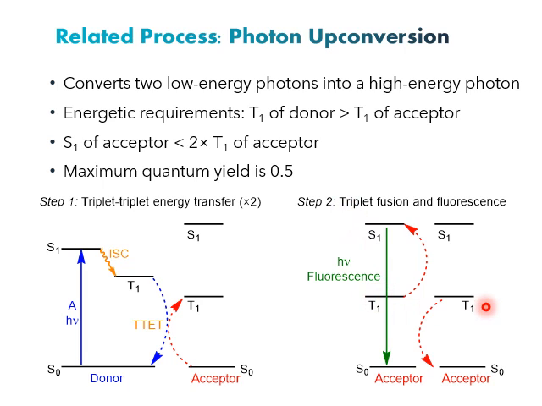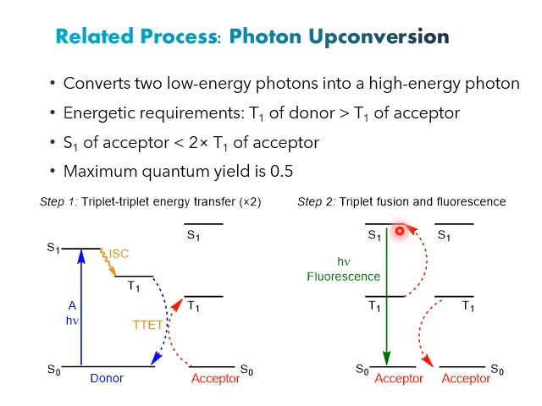So in triplet fusion, 2 T1 states interact with each other, and that generates an S1 state while the other one simultaneously relaxes to S0. So in order for this to occur, this S1 state needs to be less than 2 times the triplet state. Basically, the sum of these two identical triplet states needs to be greater than the S1 energy in order for this process to be energetically favorable.